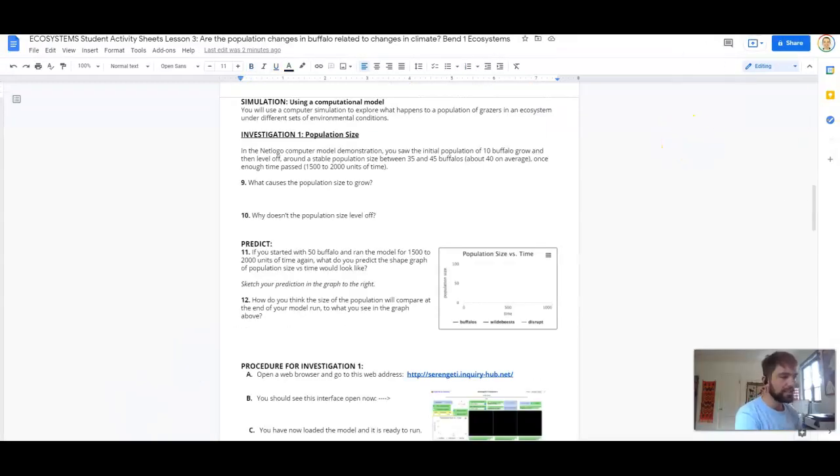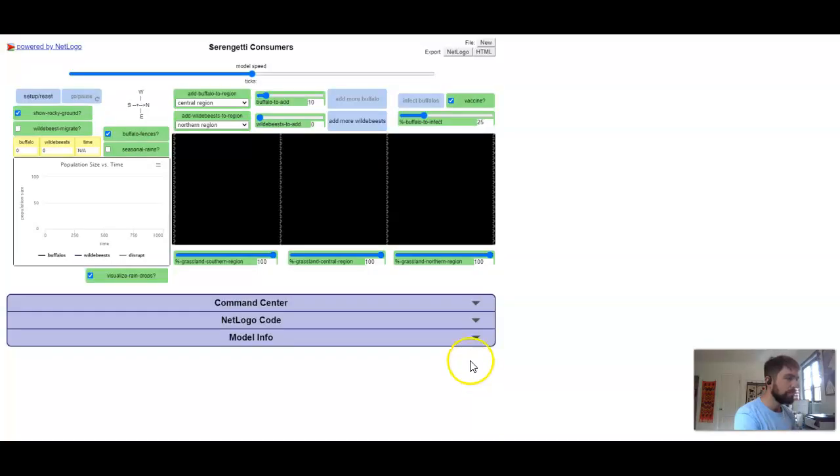Now, one of the main ways that us scientists can figure out what is happening in the environment and what is happening with science is to make randomized simulations. So we use computer software to simulate what's happening in the ecosystem and show us what is happening. So we're using this computer link here. So you'll go to this website and I'm going to show you to start.